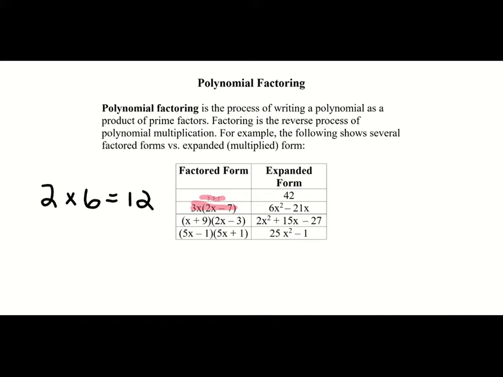Here we have two binomials that we have multiplied together. This is the factored form, the two binomials. When you FOIL or multiply it together, you end up with 2x squared plus 15x minus 27. And then we have one other example of two binomials that have been multiplied together to give us 25x squared minus 1.